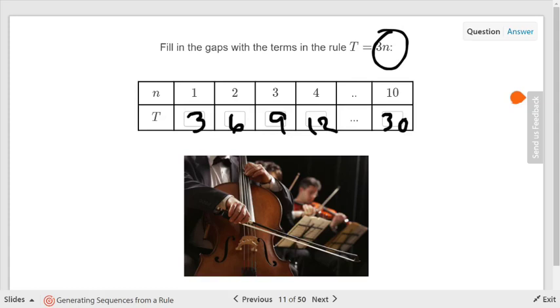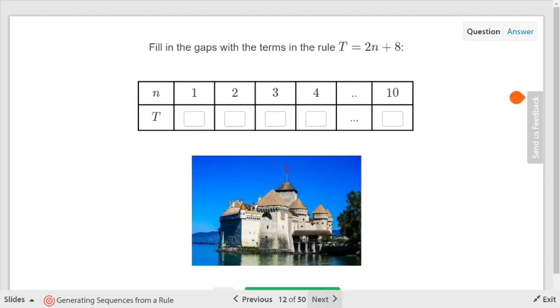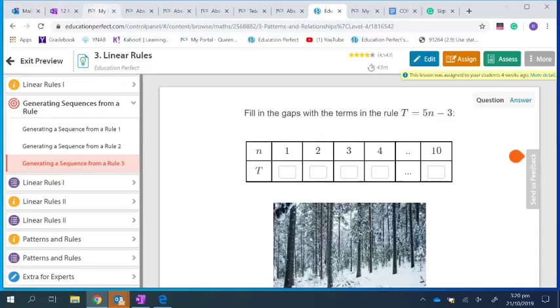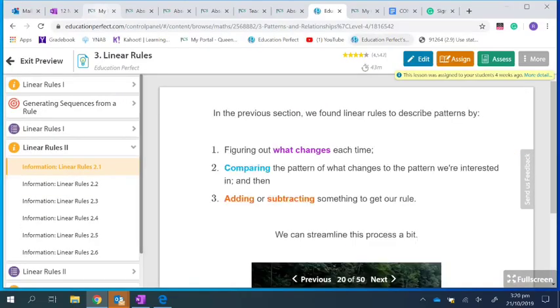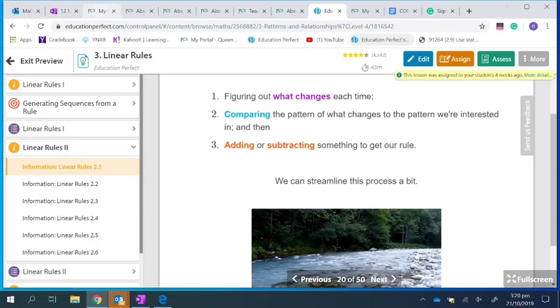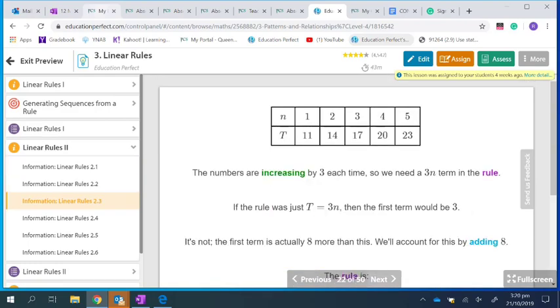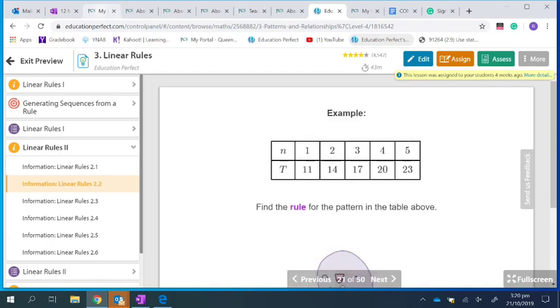Now that one is pretty simple because it just had 3n. But most of the time, they're also going to have other values attached as well. Okay? All right. So here's one. Let's find the rule for it.